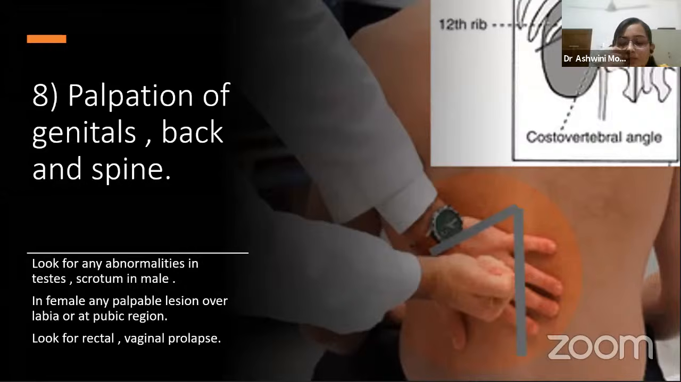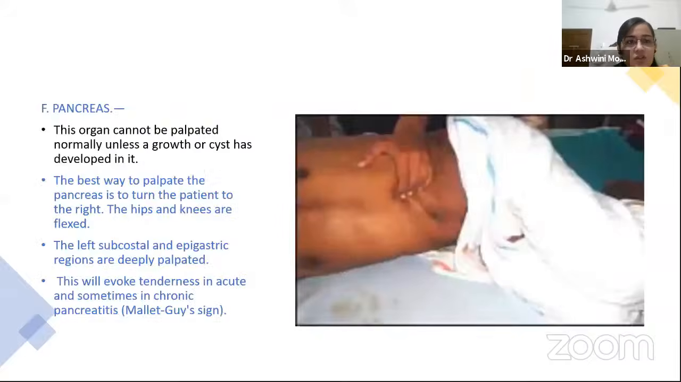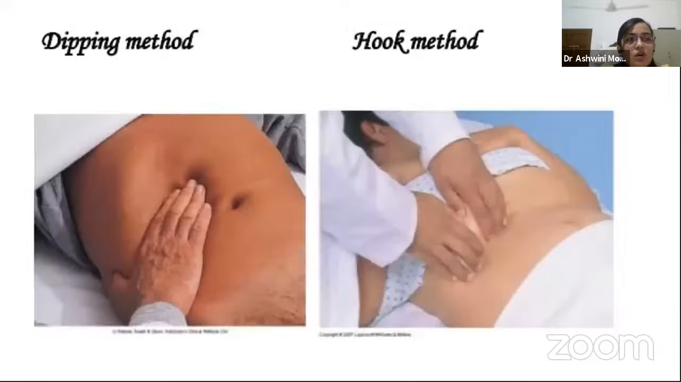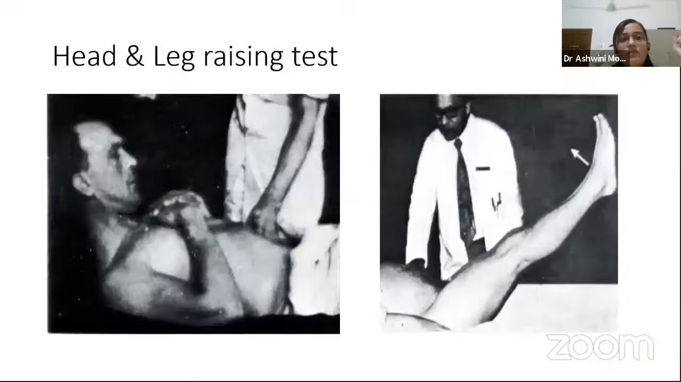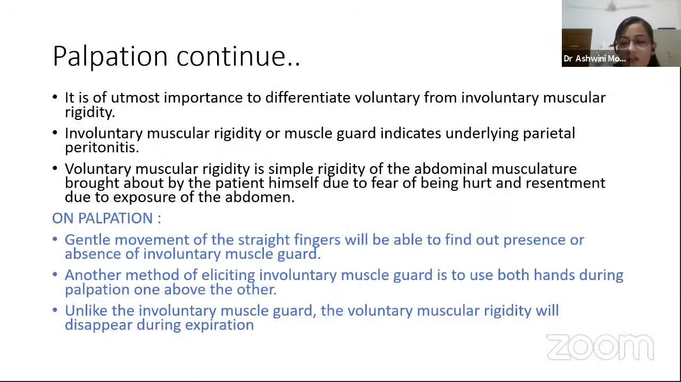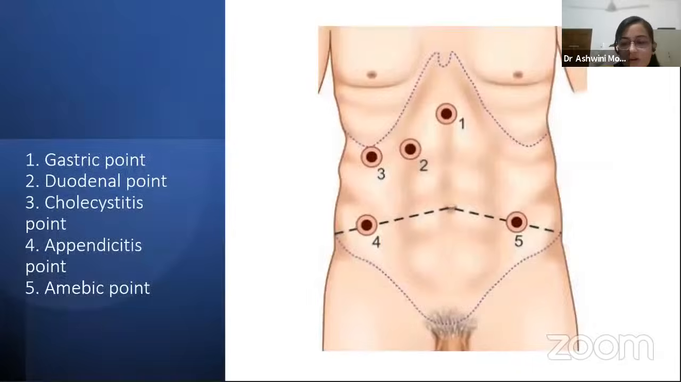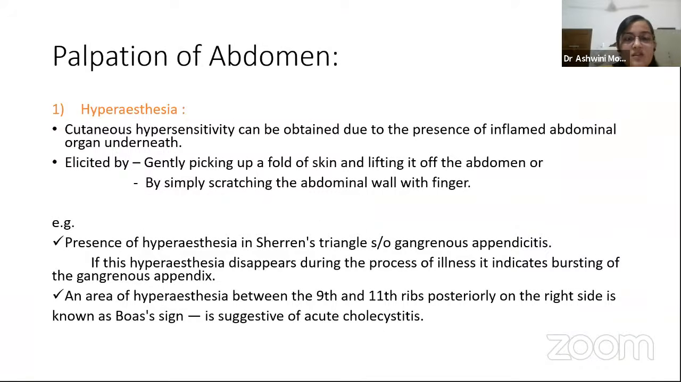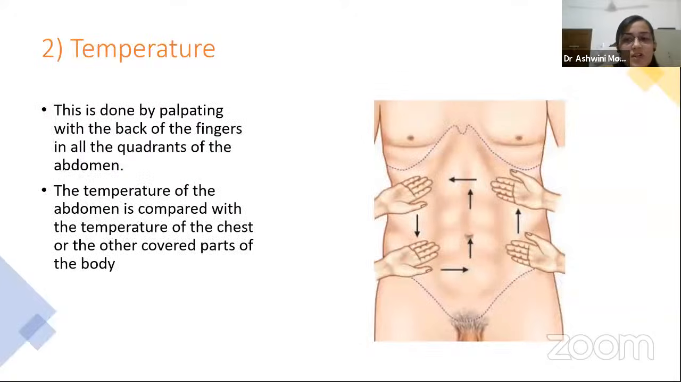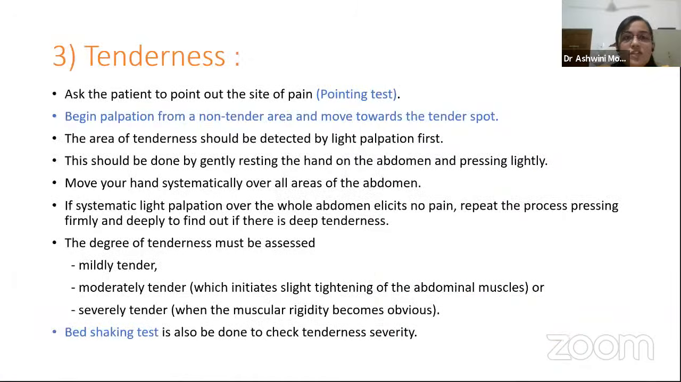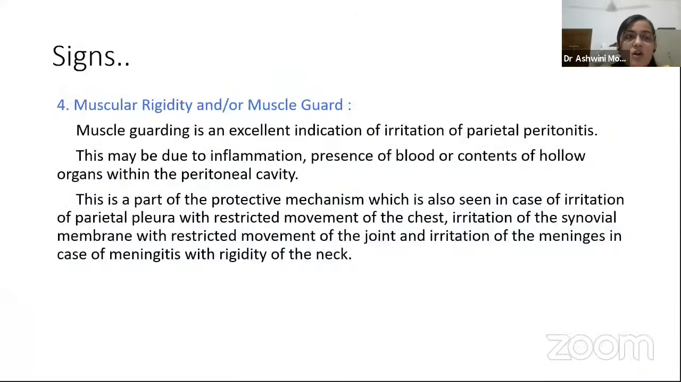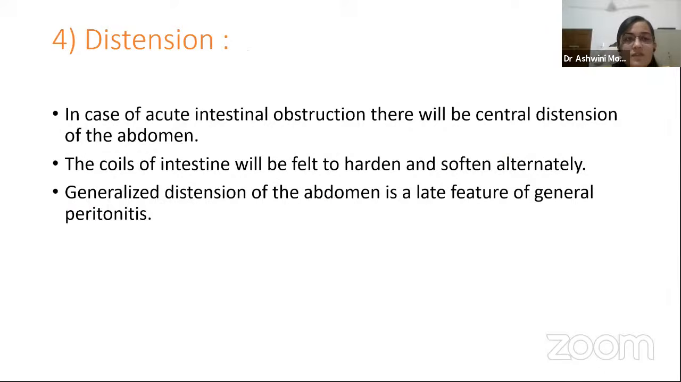After that, we'll go for a quick revision of palpation. There are a few points, as I said. In palpation, first of all, we have to check for hyperesthesia, that is the tender point or point where we have hypersensitivity to pain, cutaneous hypersensitivity. After that, we check the temperature of the skin. The third point is tenderness. All these signs and points of tenderness we have to elicit according to the patient's complaint, not haphazardly.